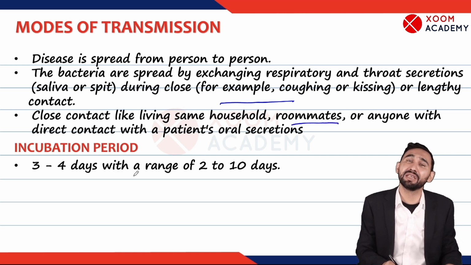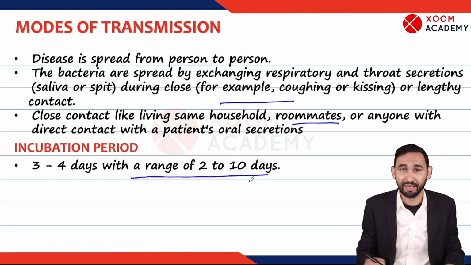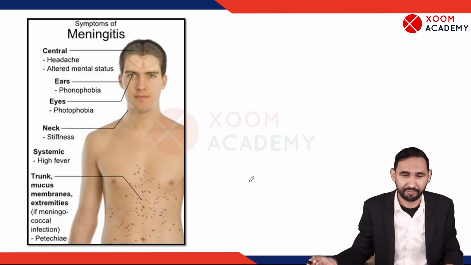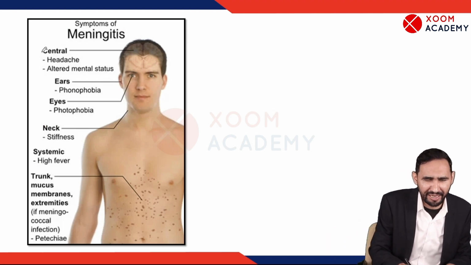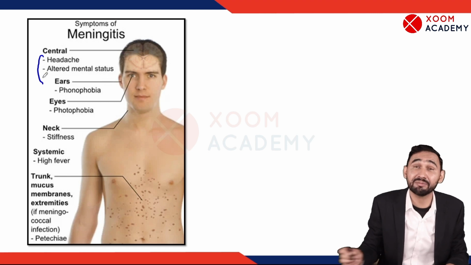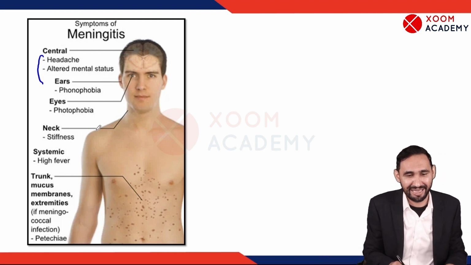Incubation period varies from 2 to 10 days. Range is 2 to 10 days, or there are 3 days, 4 days. These are the common symptoms of meningitis. It starts with headache. There is altered mental status due to meningeal irritation. A person can have photophobia.